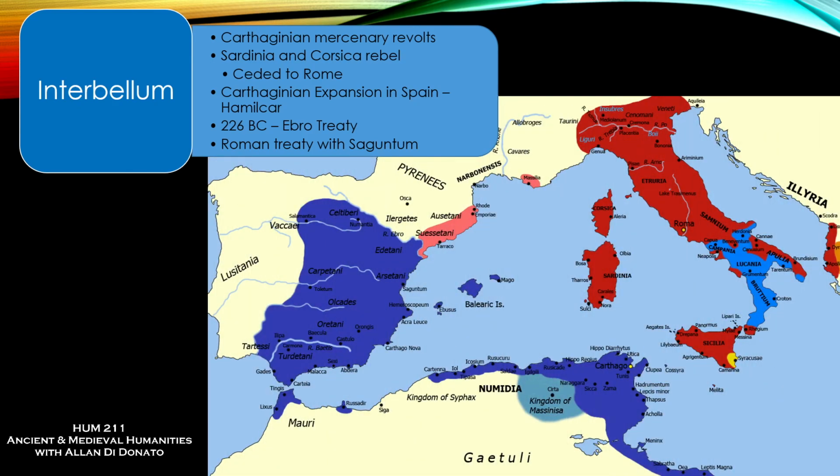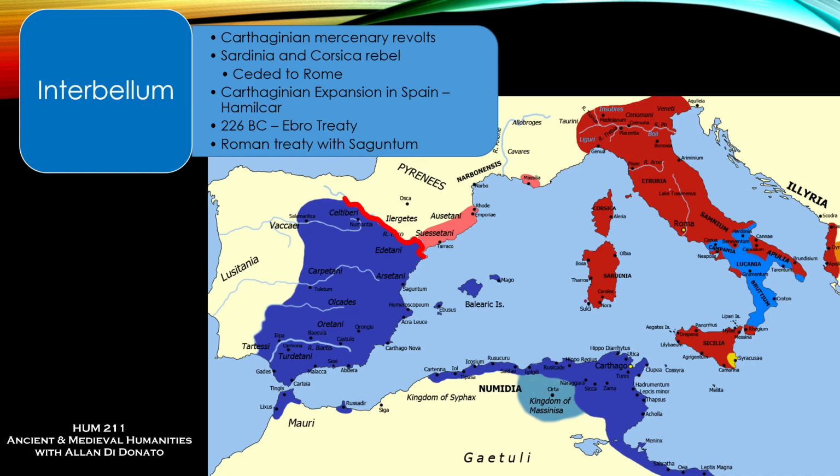But the last thing, around 226, is what's called the Ebro Treaty, signed with the Romans, which basically sets up the Ebro River in Spain as the boundary. You can see the little red line I just drew on the map. Boundary between Carthaginian territory or sphere of influence and Roman sphere of influence to the north. Romans can engage with the peoples north of that line, even though they don't own the territory, but they can't interfere with the south. That's Carthaginian.